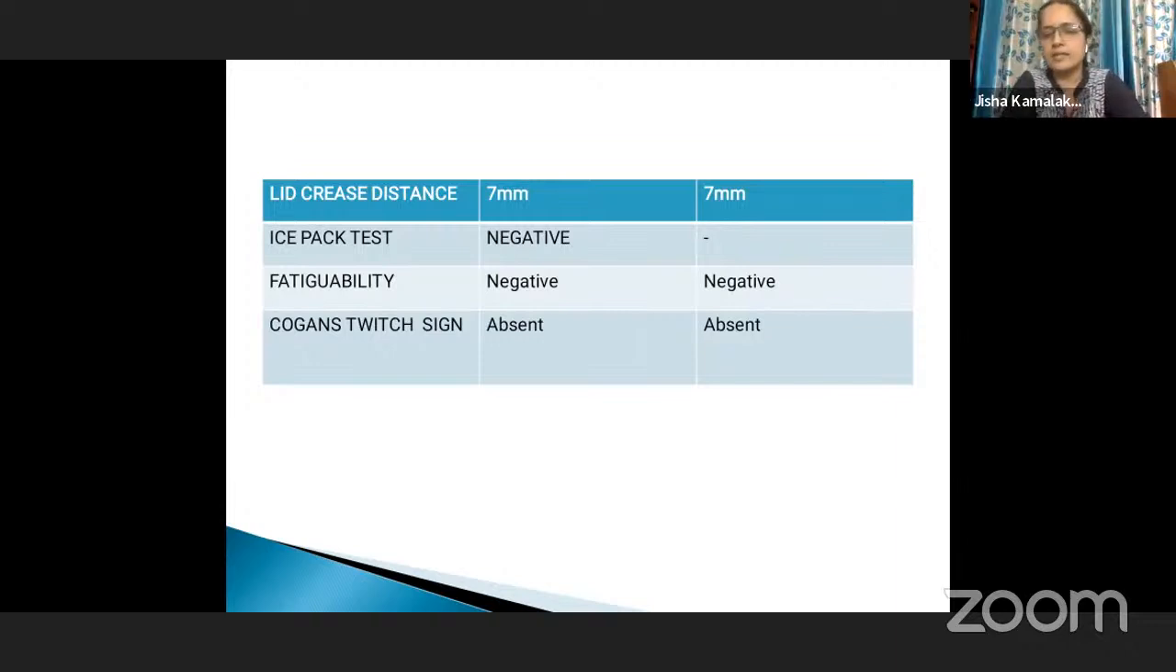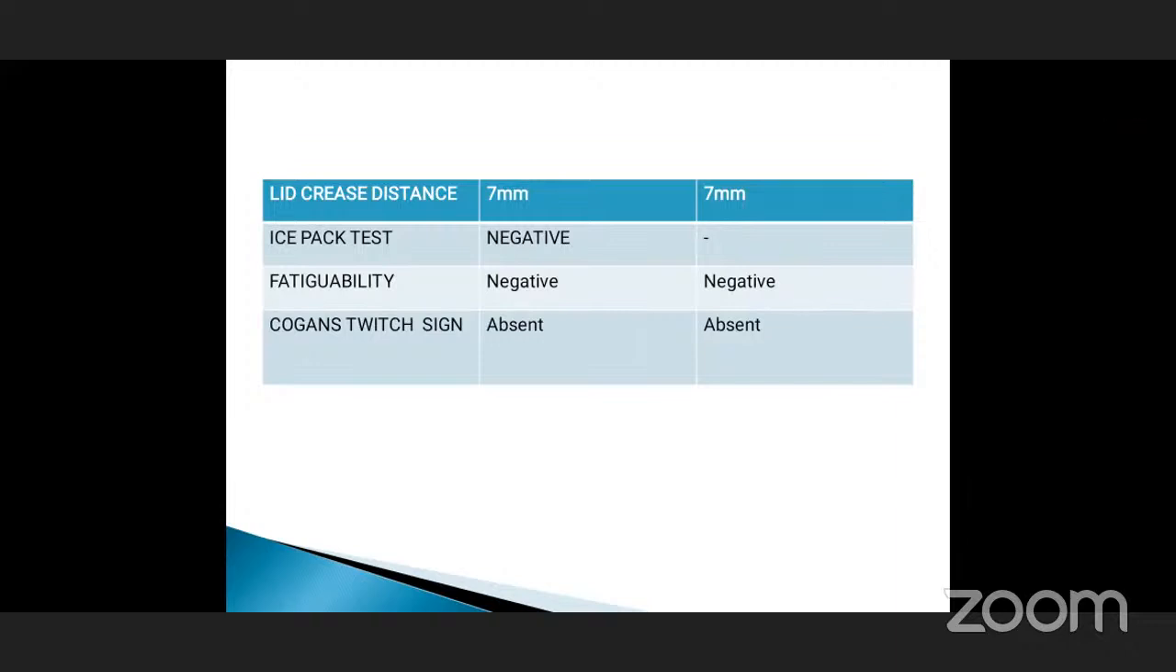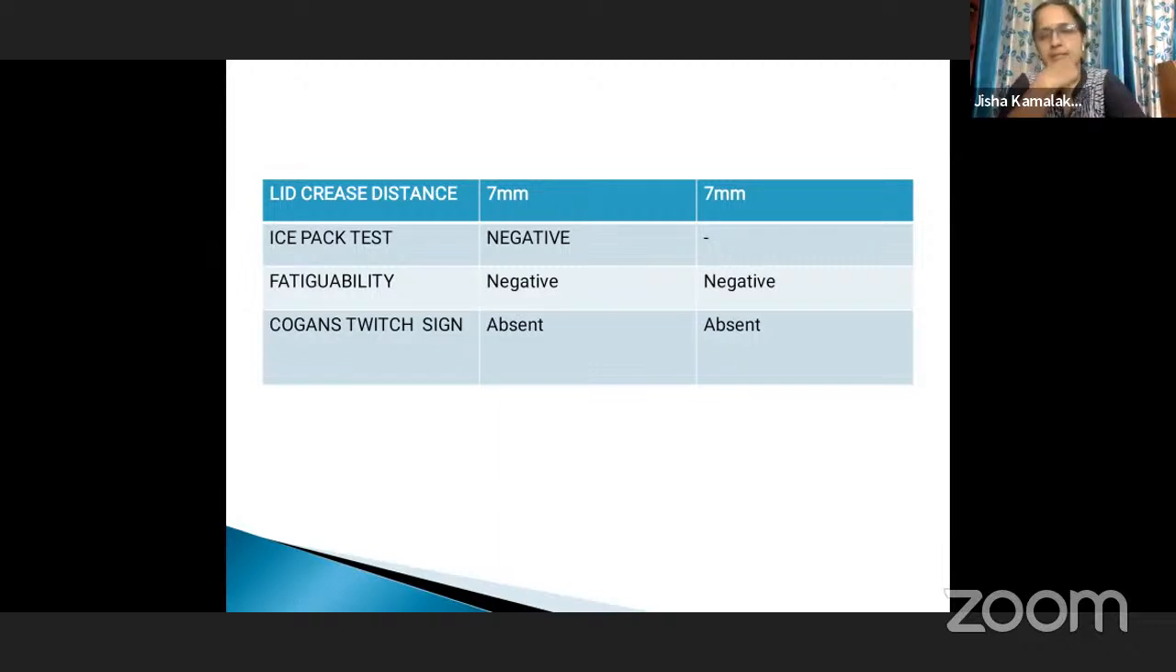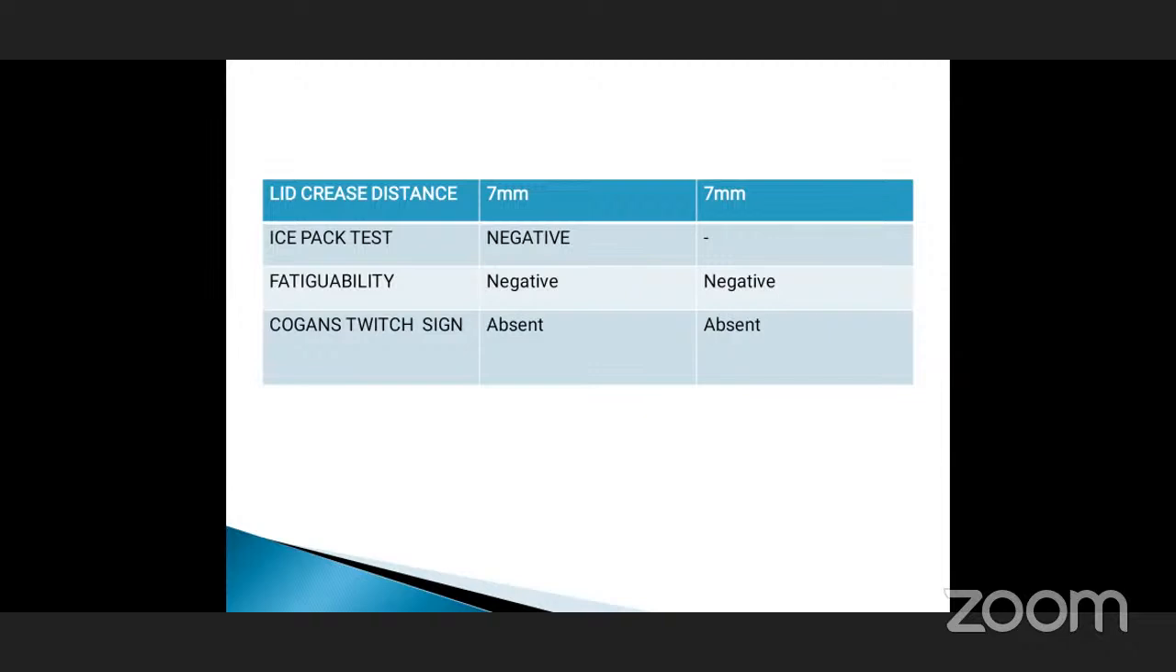What is Cogan's lid twitch sign? Ask the patient to look down for 30 seconds, then ask the patient to look into primary position. Then a sudden shooting up of the right upper lid can be seen, and then it returns to the normal position. Okay. So the ice pack test was negative. Does it mean myasthenia or does it rule out myasthenia? It rules out myasthenia.